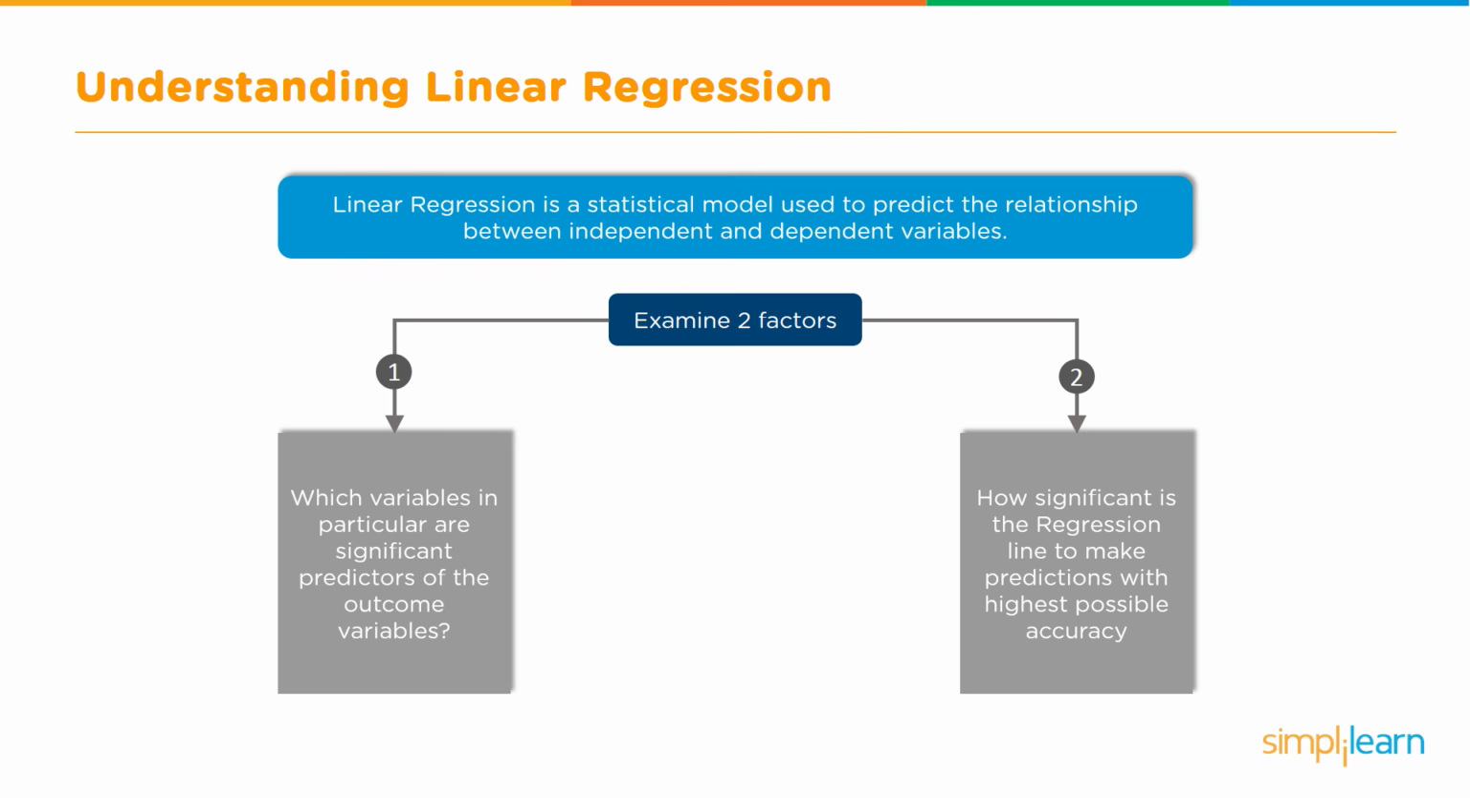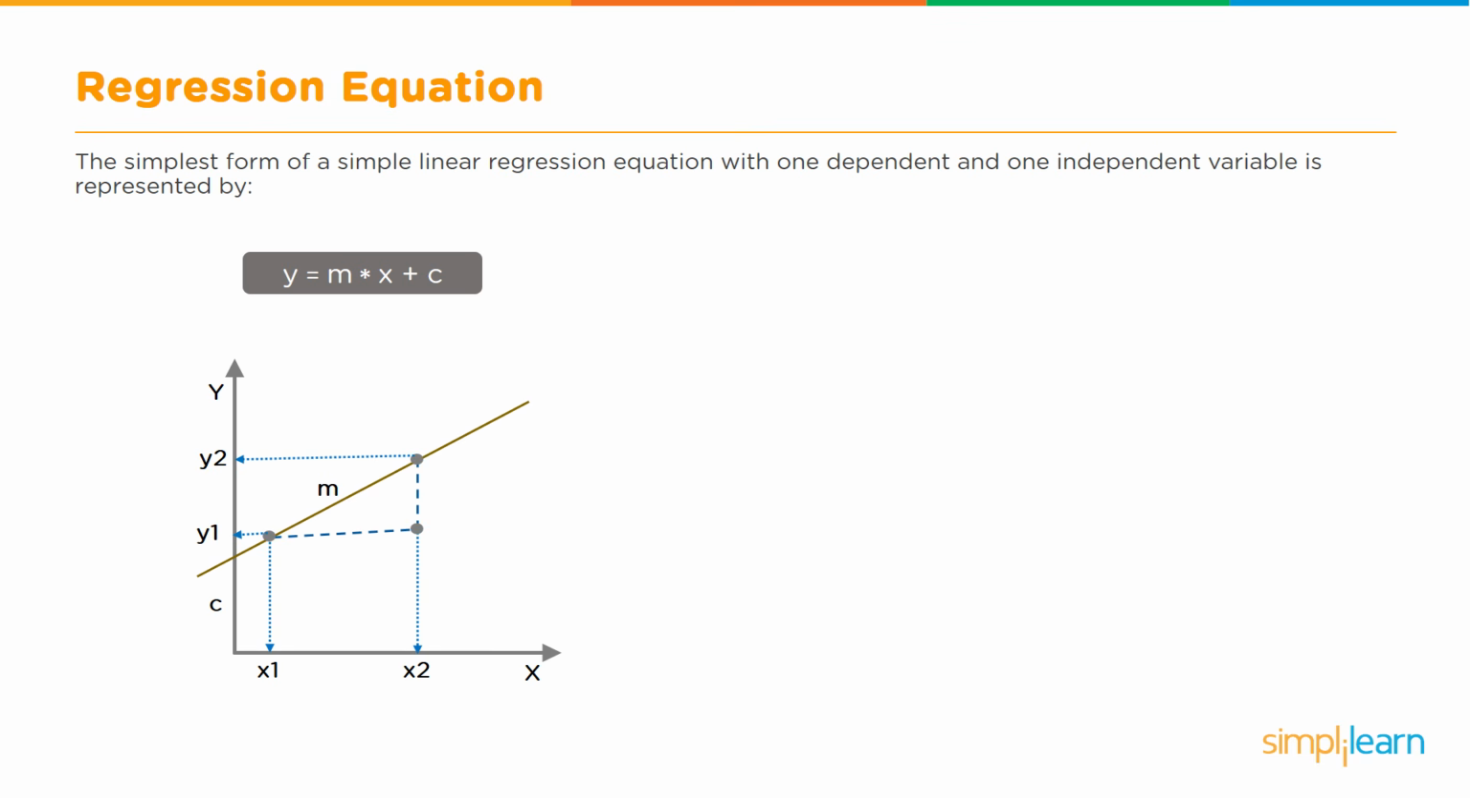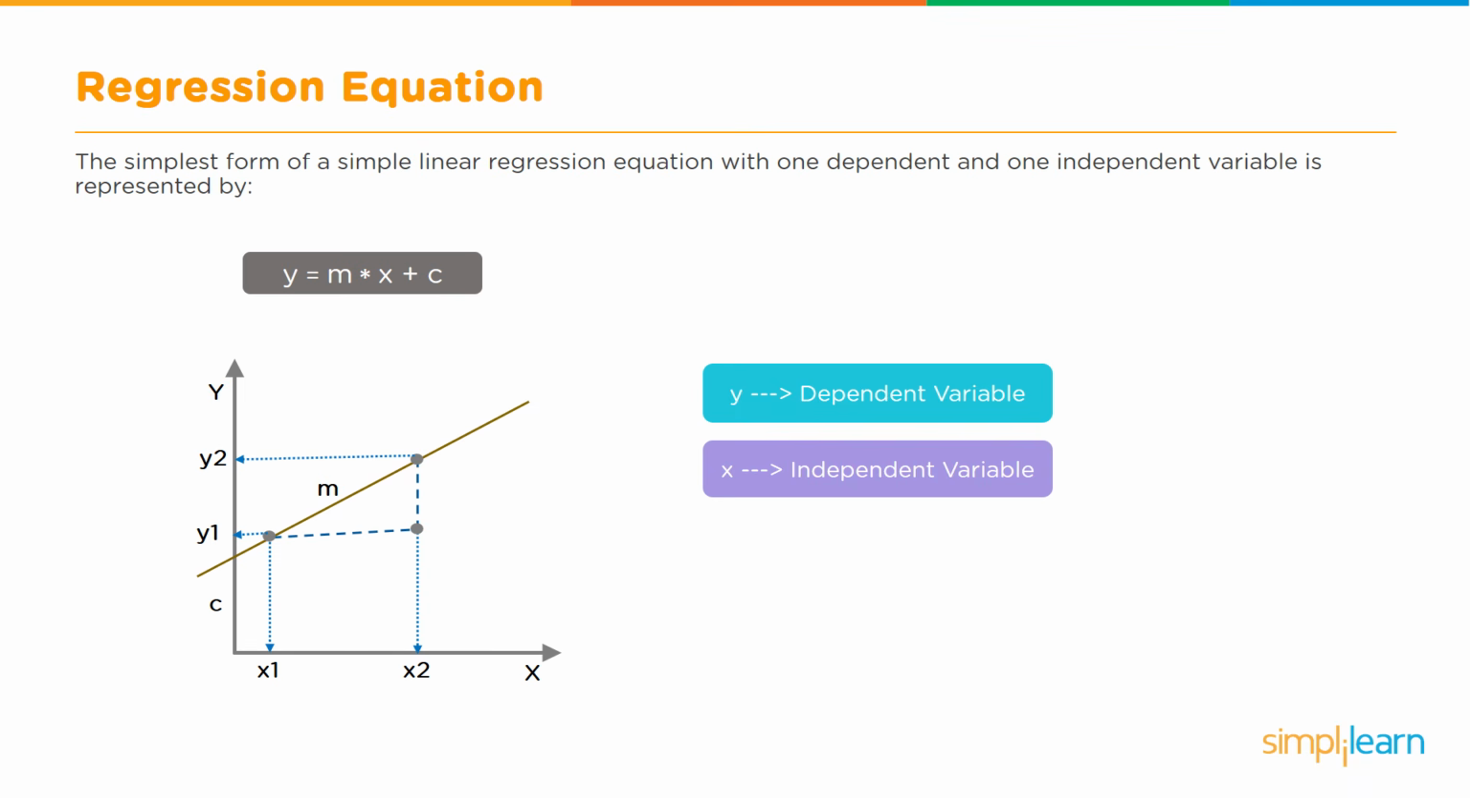Since linear regression is based on drawing a line through data, we're going to jump back and take a look at some Euclidean geometry. The simplest form of a simple linear regression equation with one dependent and one independent variable is represented by y = mx + c. And if you look at our model here, we plotted 2 points on here, x1, y1 and x2, y2. Y being the dependent variable, remember that from before, and x being the independent variable. So y depends on whatever x is.